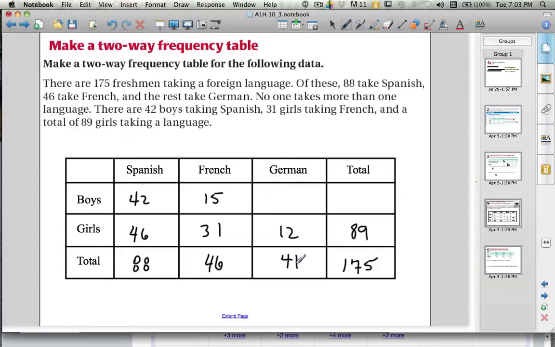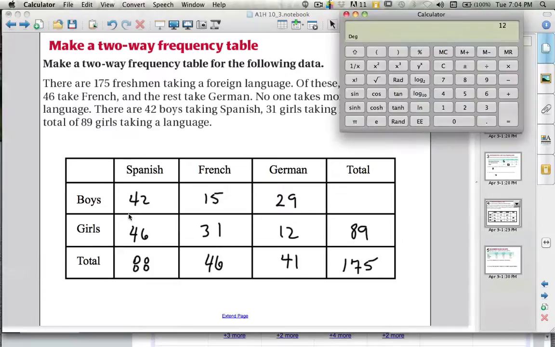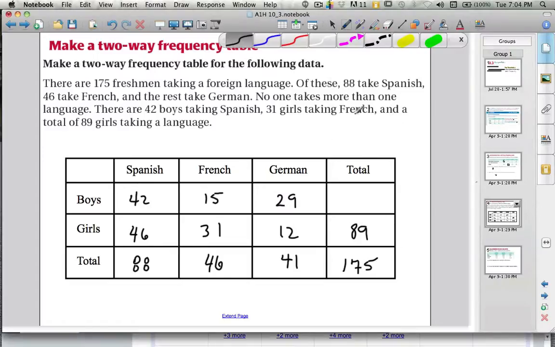There are a total of 41 people taking German, so the number of boys must be 29. And then the last thing I have to figure out, and I could figure out either by adding up the total number of boys in the languages or by taking the difference between 175 total students and 89 of them being girls, that means 86 of them are boys. Okay, 86. And now we've been able to fill out the whole table.